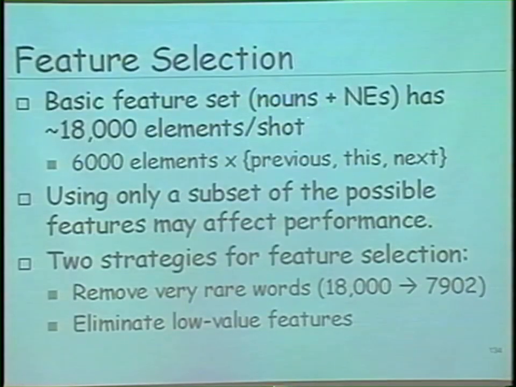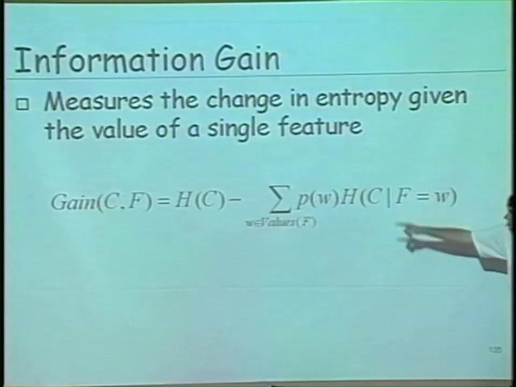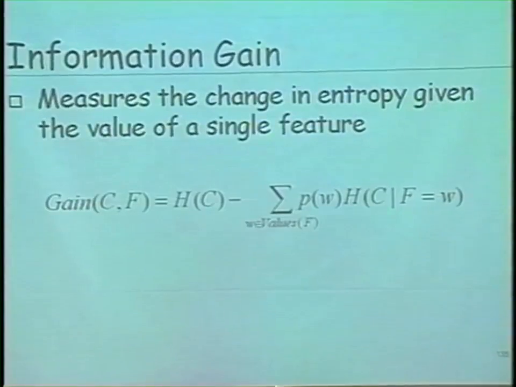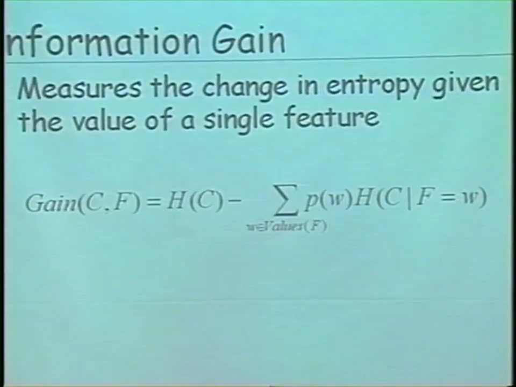But we want to throw out the low value features. We do this using a machine learning technique called information gain. It just measures the change in entropy, given that you know the value of a single feature. So if you know that, say, a male proper name is present in the shot, how does that change your knowledge of the class distribution? We compute this for each feature, and this gives us a rank list of features.